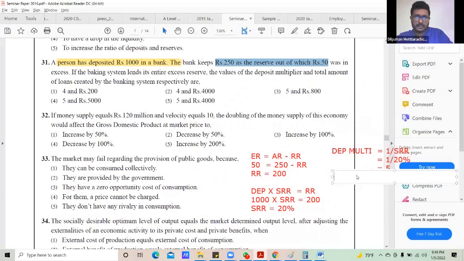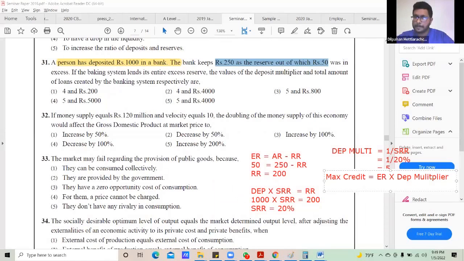Right. So maximum credit creation, how much? Maximum credit equals excess reserves into deposit multiplier. Excess reserves into deposit multiplier is how you get your maximum credit. So the question asks about the maximum credit that this banking system can create. So excess reserves, how much?